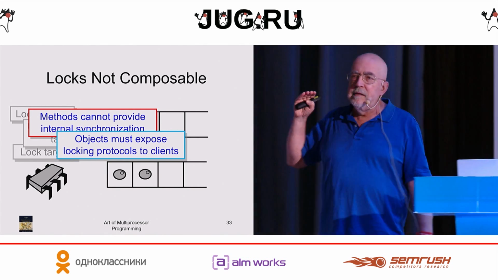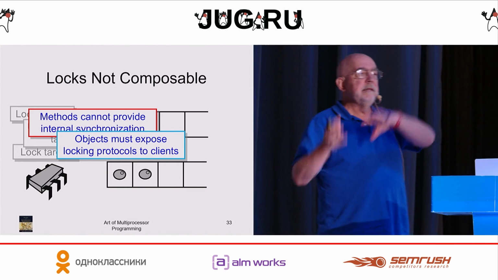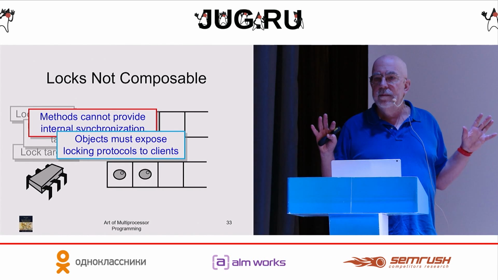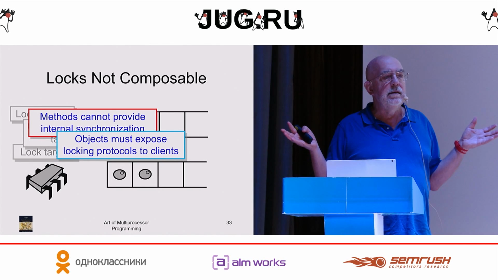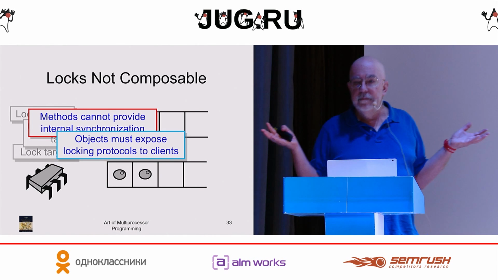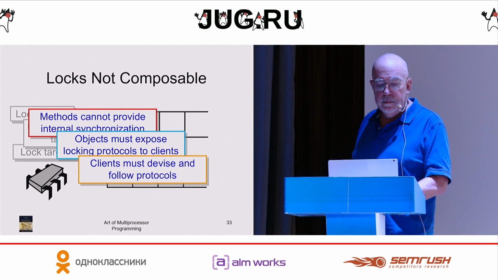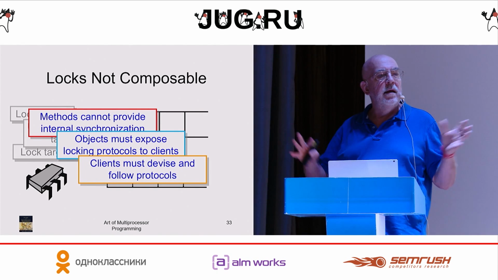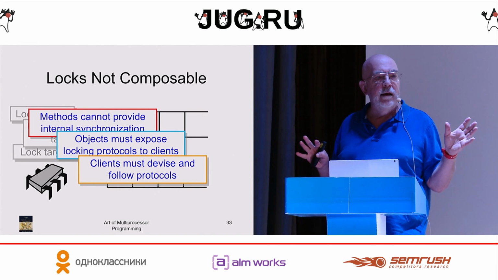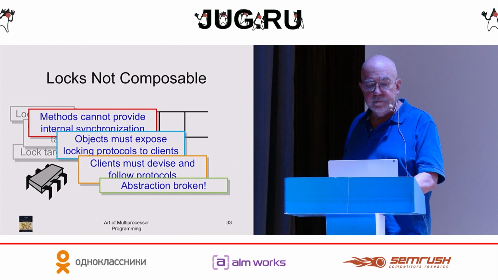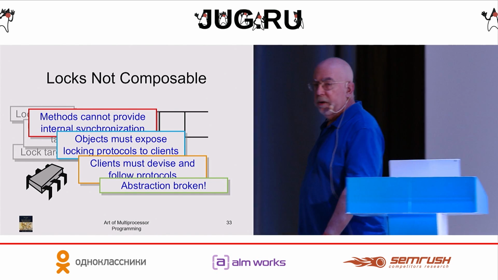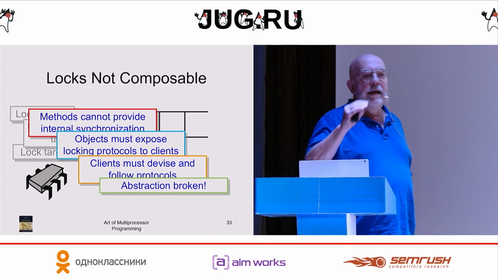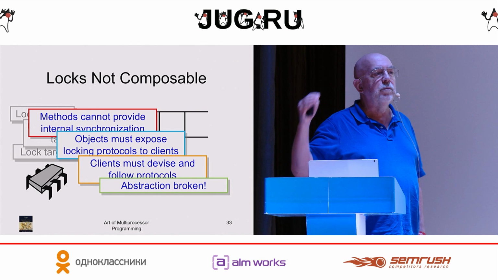So for modularity reasons, we want to put synchronization inside methods. For reasons of expressive power, we want to export synchronization. And there really isn't an easy way to resolve this. So having clients in charge of following complicated protocols to keep your entire system healthy is not a very good idea. And the abstraction here is broken. So these are the complaints that I have about traditional lock-based approaches.